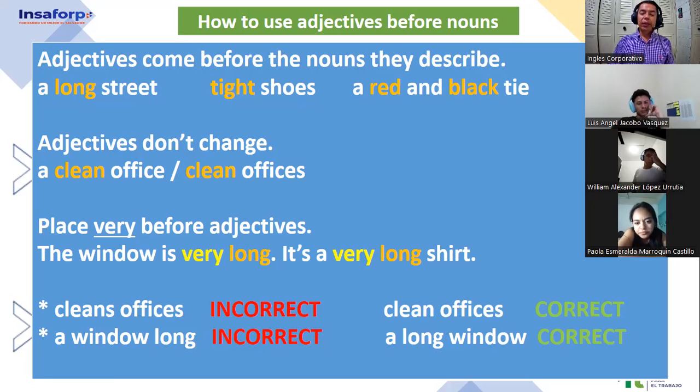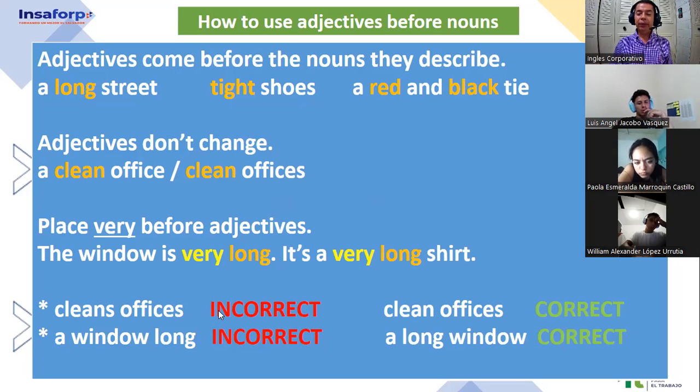Good. Let's see some examples here to see what is correct or incorrect. Cleans offices. Nah, incorrect. Right? The correct is clean offices. Mm-hmm. A window long. No, a long window.